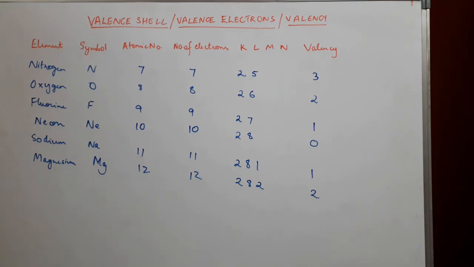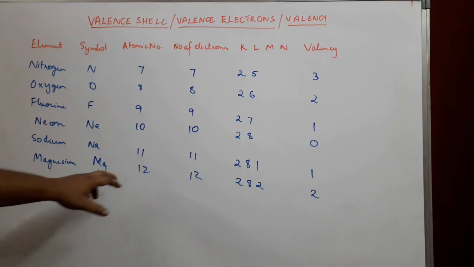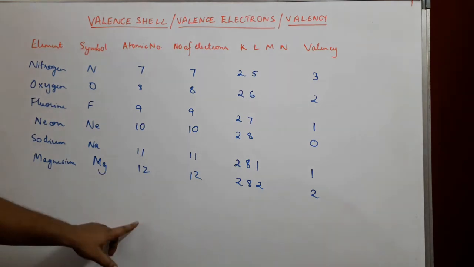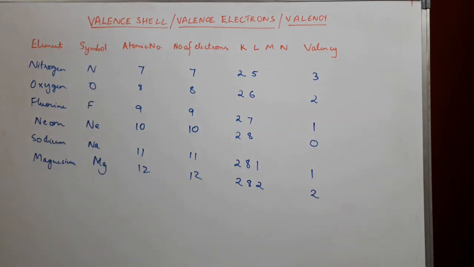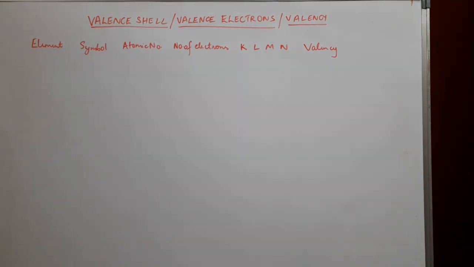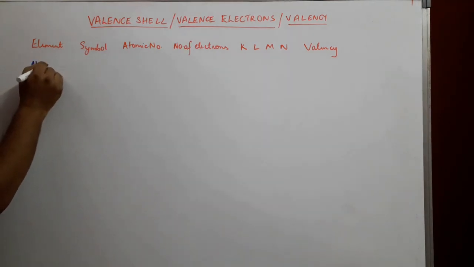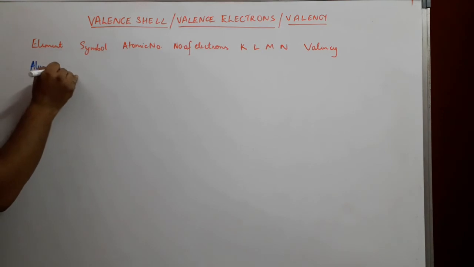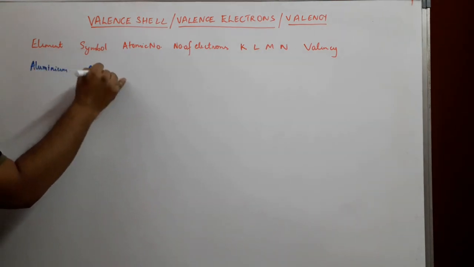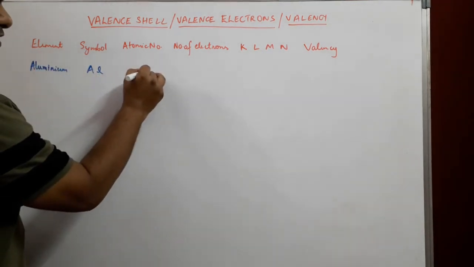Next we go to the last set. So with this we have reached 12 and we'll cover the next 6, so we'll have the first 18 elements of the periodic table. For the last set, the first element would be aluminium, coming at number 13. So aluminium, symbol is Al, atomic number 13.